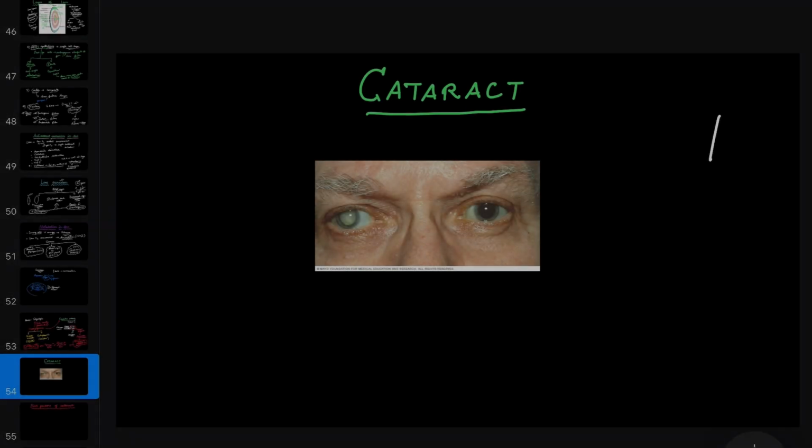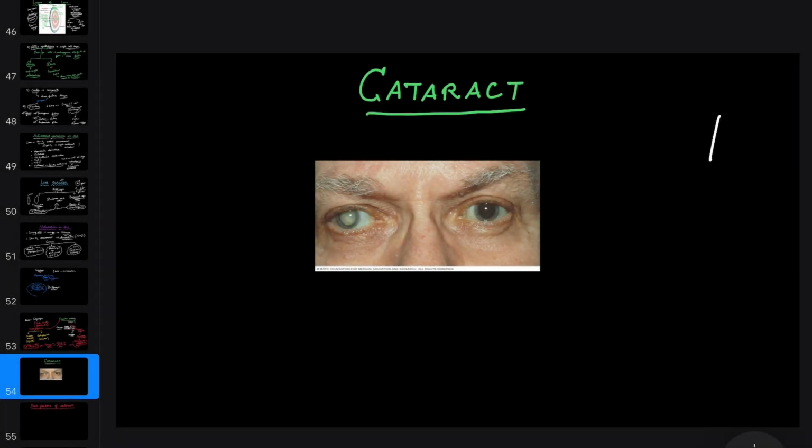Now, after having dealt with the anatomy of the lens in our previous videos, if you are watching the videos in the order that I'm uploading them in, you should have been familiarized with the anatomy of the lens. Now, we move on to the most important pathology of the lens in our eyes, that is cataract.